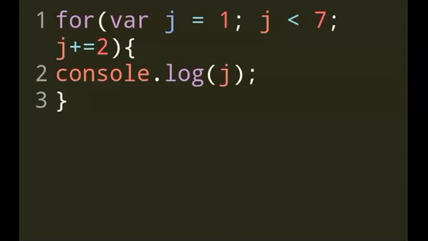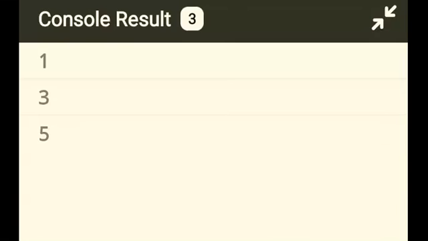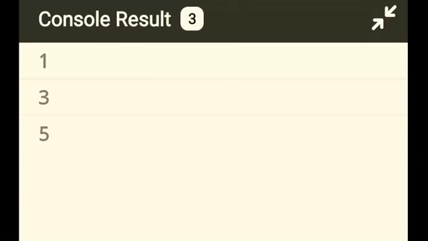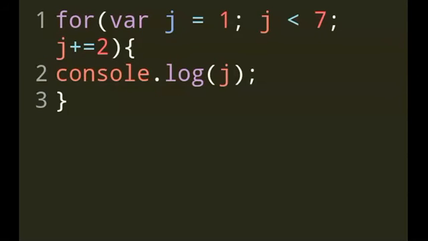So j starts with 1. Then it will be j plus equal to 2, so that means j is equal to j plus 2. The first value of j that we get in the loop will be 1 plus 2, which is 3. So here you go, 1 and then 3. And then the next one, with that 3 you've got you have to add in the 2. It's like accumulating. So 1, 3, 5. There you go.